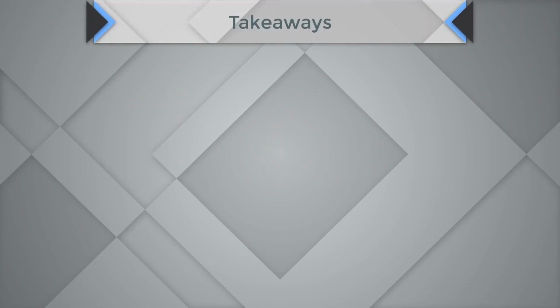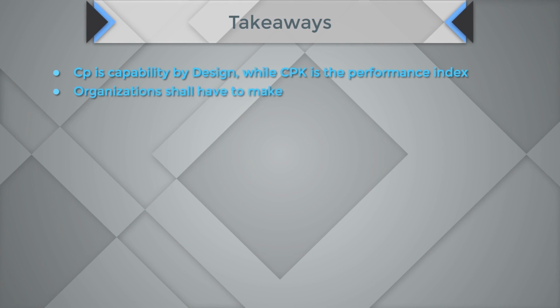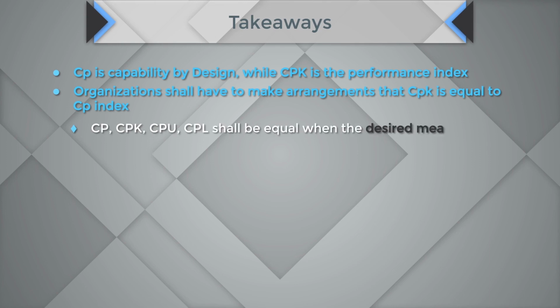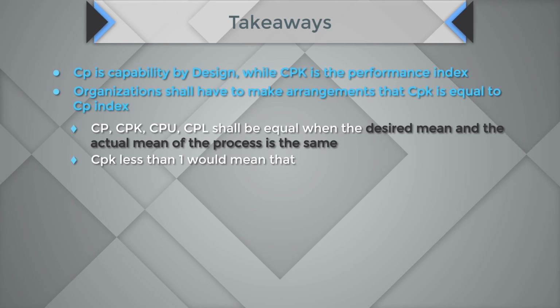Simple takeaways. CP is the capability of the process by design, while CPK is the process performance index. Organizations shall have to make arrangements that CPK is equal to CP. You must understand that CP, CPK, CPU and CPL shall be equal when the desired mean and the actual mean of the process is the same. CPK less than 1 would mean that the process is not performing as per the customer specification.